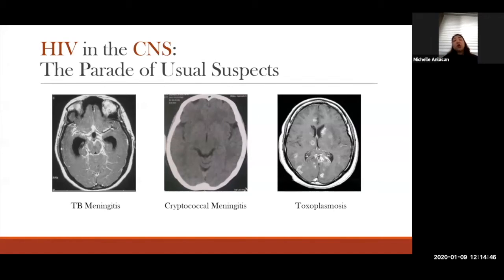No? And also, toxoplasmosis, no, is very, very common. It invades the CNS. So the top three that we often see in PGH are tuberculous meningitis, cryptococcal meningitis, and toxoplasmosis. Next, please. But even if we see this usual parade of suspects, there are also unusual suspects. Next, please.